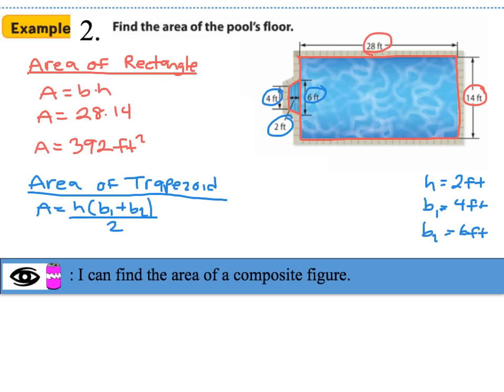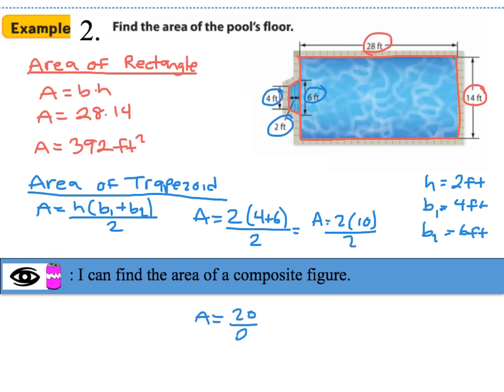So let's plug this information in. Area is equal to the height, which is 2, times the quantity of 4 plus 6 divided by 2. If I do the math, area is equal to 2 times the quantity of 10 divided by 2. So that would be 20 divided by 2. So the area of the trapezoid would equal 10 feet squared.